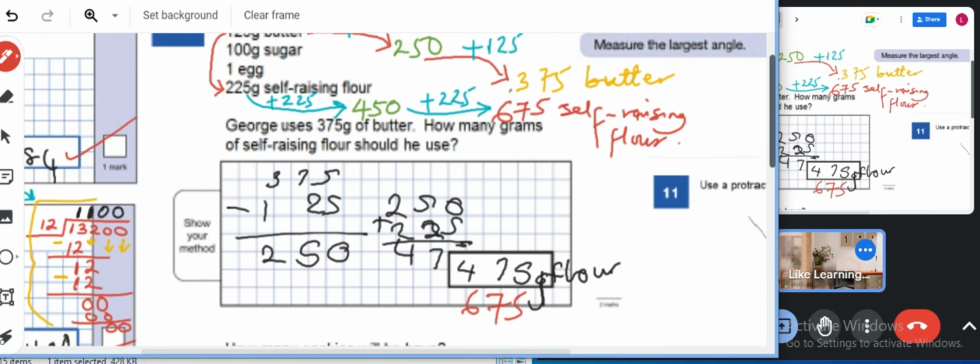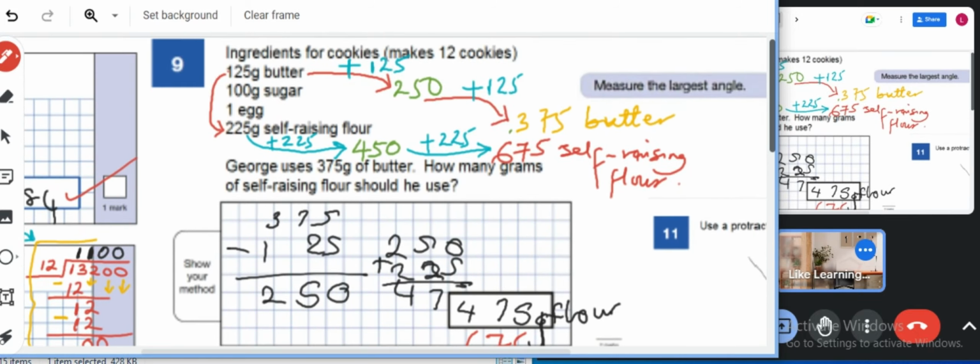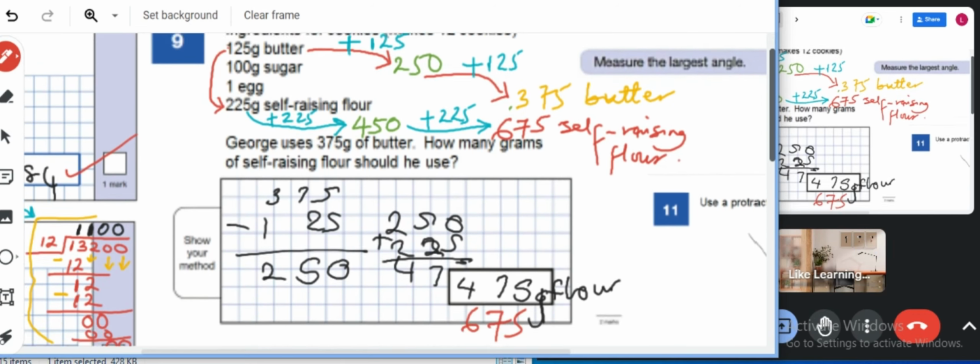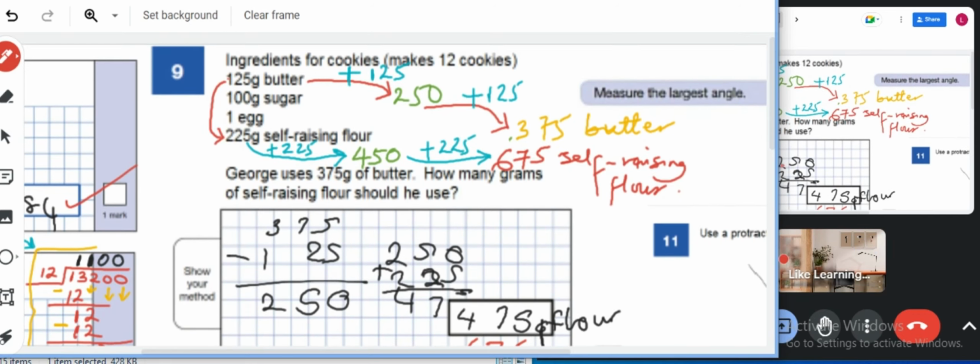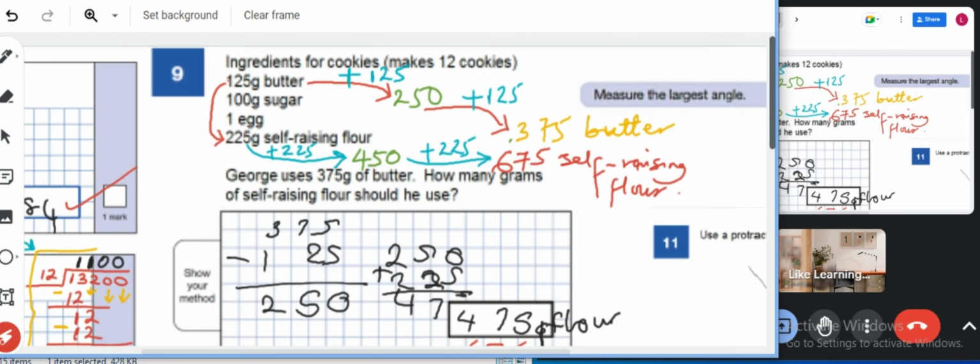It says how many cookies will we have? I wrote 14. You know why it can't be 14? Because 125 produced 12 cookies. Are you listening? So 375 will now produce how many cookies? Two cookies. No, think about it. This is bigger now.